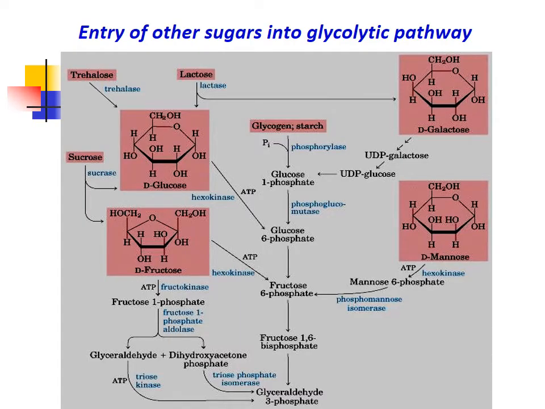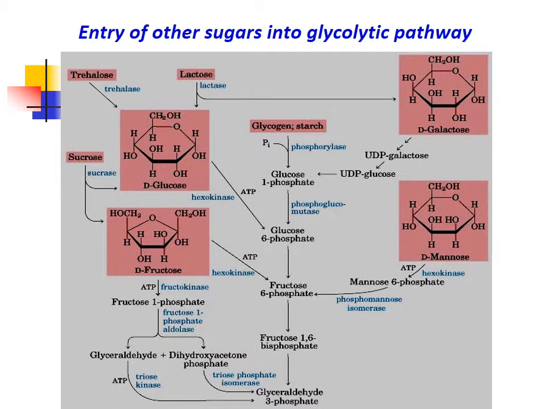Entry of other sugars into the glycolytic pathway. Galactose is converted to UDP galactose and then UDP glucose. UDP glucose is converted to glucose 1-phosphate, and glucose 1-phosphate enters the glycolytic pathway at the level of glucose 6-phosphate. Mannose is converted to mannose 6-phosphate by hexokinase and then enters the glycolytic pathway at the level of fructose 6-phosphate.